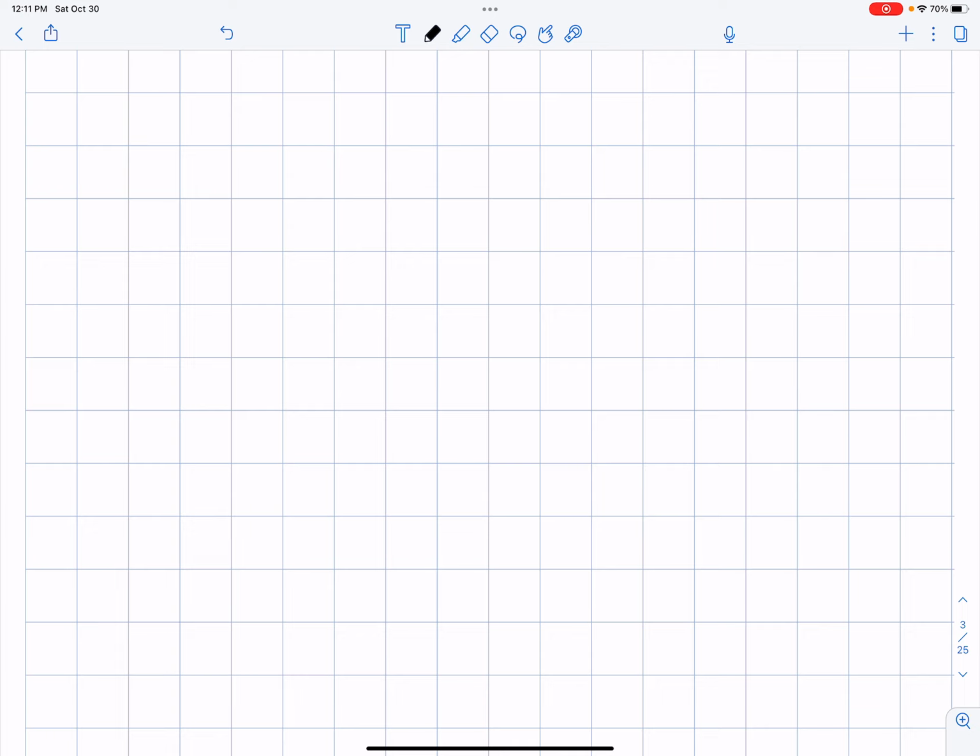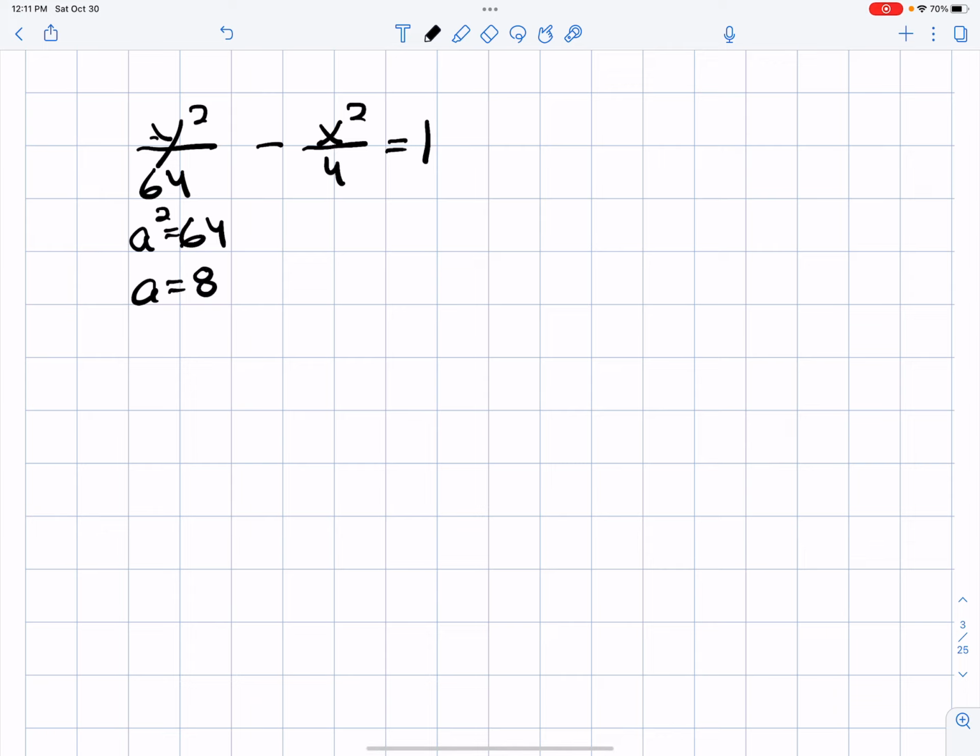Okay, let's say you have something like y squared over 64 minus x squared over 4 equals 1. Seeing the y first sends up that little flag of, oh okay, so this hyperbola has to open up and open down. But the a is still going to be underneath in the first fraction there. So a squared is 64, a is 8. B squared is 4, b is 2. But now the a is associated with y and the b is associated with x. So it switches things up for us.